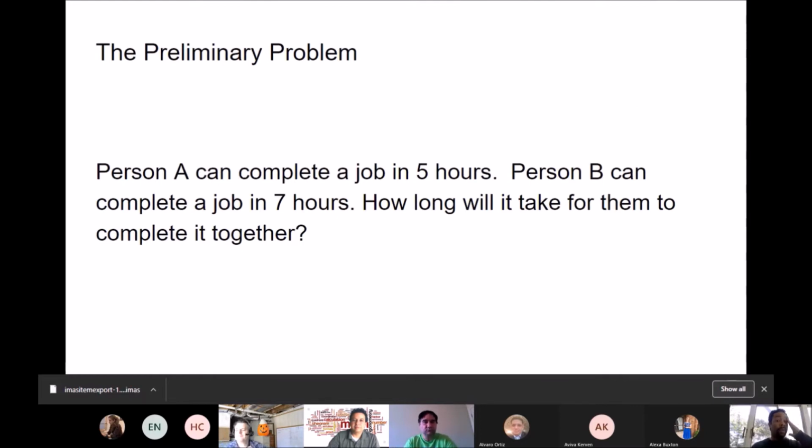So the preliminary problem is one that we may have seen in classes a long time ago.